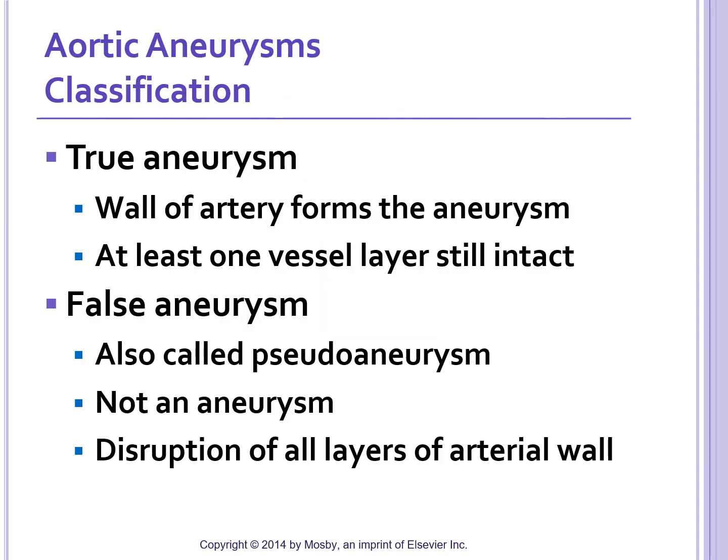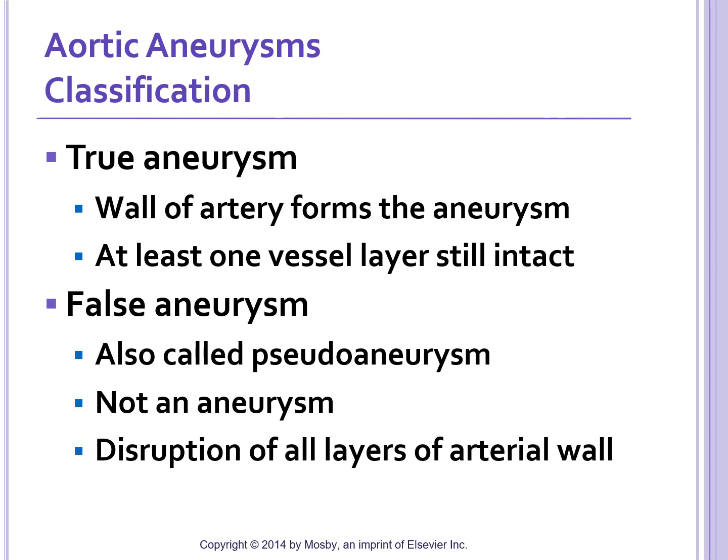So the wall of our arteries has 3 layers. With a true aneurysm, the wall of an artery forms an aneurysm, so it's this outpouching, and at least one vessel layer is still intact. So the blood is still within the aneurysm, right? I mean, it's still within the artery. A false aneurysm is a disruption of all the layers of an arterial wall. So there is bleeding into the tissue, underneath the tissue.